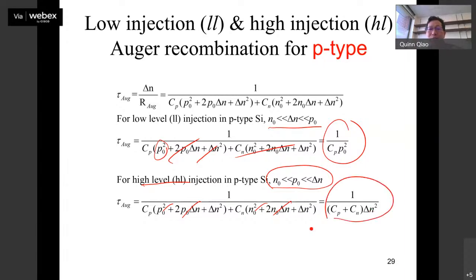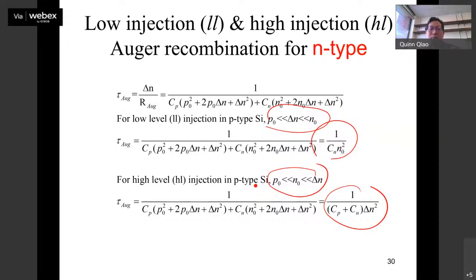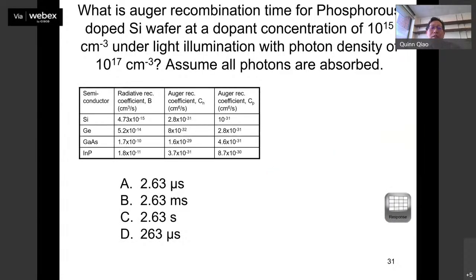And then that's for p-type. N-type, do the same thing, right? You figure out this and then see which one you can cancel. Then that's for low injection. For high injection, you have this and then which one you can cancel. That's how you get for low injection, this. High injection, you get this, okay? The concept is very similar, and then the similar examples, okay?